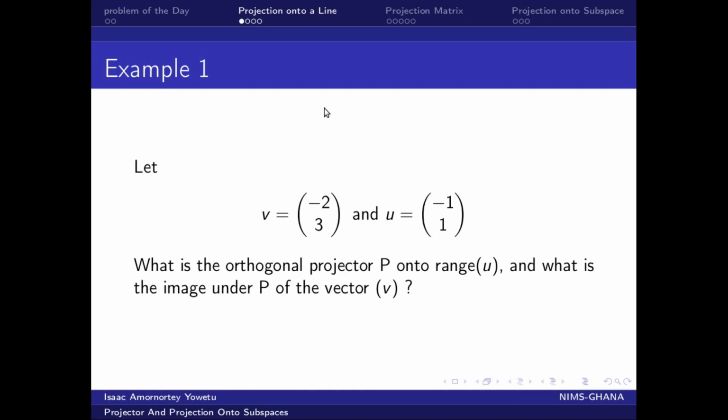So our first example: assuming we have a vector V and a vector U, we have to find the orthogonal projector P onto the range of U, and the image under P of the vector V. Let's look at how to solve this. What is the orthogonal projector P onto the range of U, and what is the image under P of the vector V?